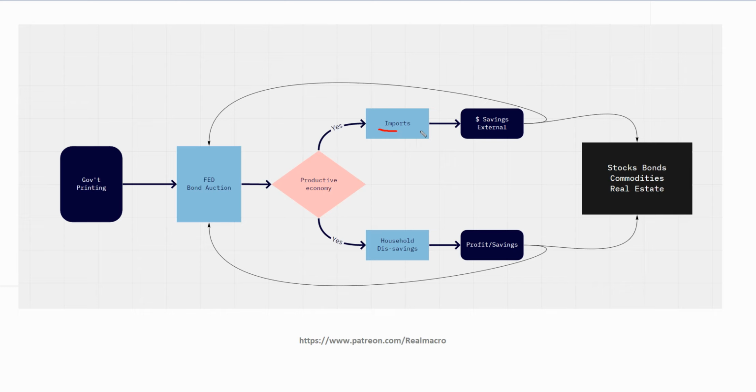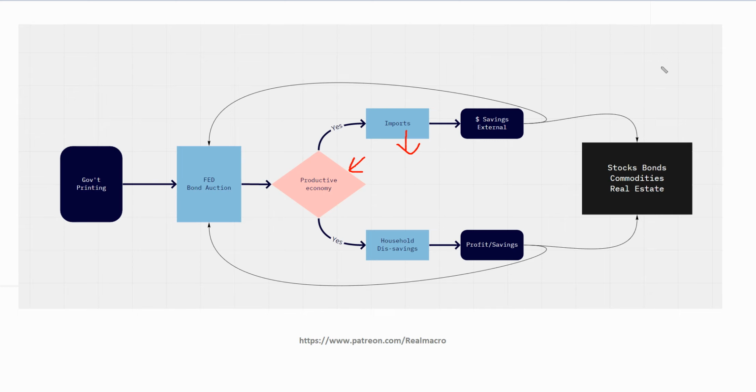So now let's talk about imports and exports. What if the household just saves and purchases imports? Well, that exports dollars to the rest of the world. It goes externally. Now, some of those dollars make their way back into the bond purchases, and that's a whole other video. And some do make it into stocks and bonds and commodities, but those dollars are now owned by foreign entities. Imports are also a drain of dollars from the productive economy because it outsources jobs to the rest of the world.